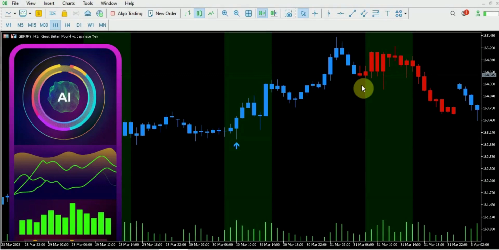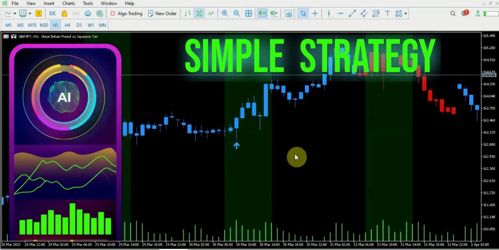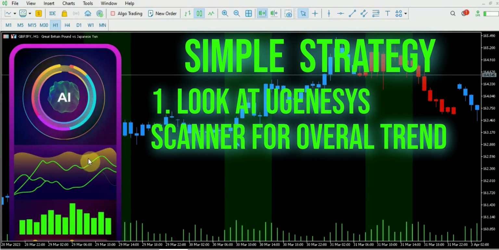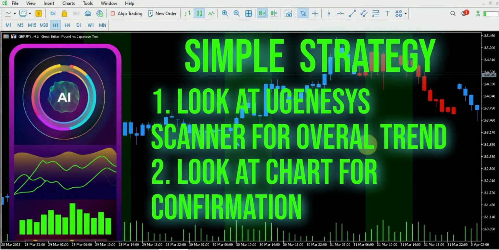So that is my tip here for entering trades. You always want to exit the trades if you see the color starting to change in the candles. So it's a pretty simple strategy, guys. You first look at the overall trend over here from our uGenesys scanner, and then you take a look at the market here for confirmation.